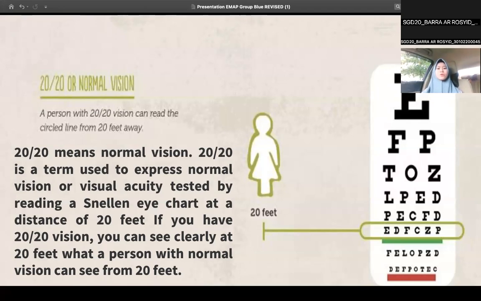Calling normal vision 20/20 vision is true for eye care professionals in the US, but not everywhere in the world. In Europe and elsewhere, eye care professionals would say normal vision is 6/6 vision because they use the measurement of 6 meters instead of 20 feet.